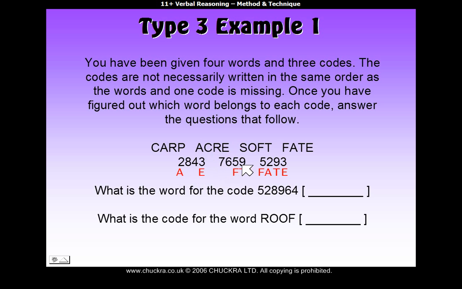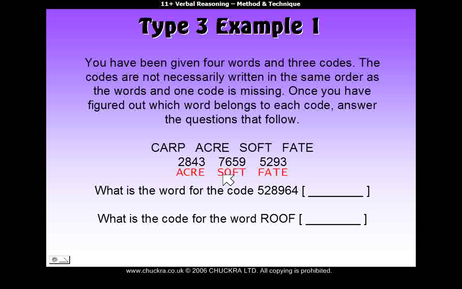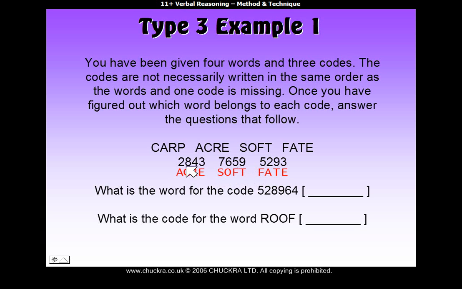And the same for this one, we're looking for a word that ends in FT. And there's only one that ends in FT. So we know that this is acre and this is soft. There we go. To answer the next part of the question, all we do is use what we found out before to fill in the answer.